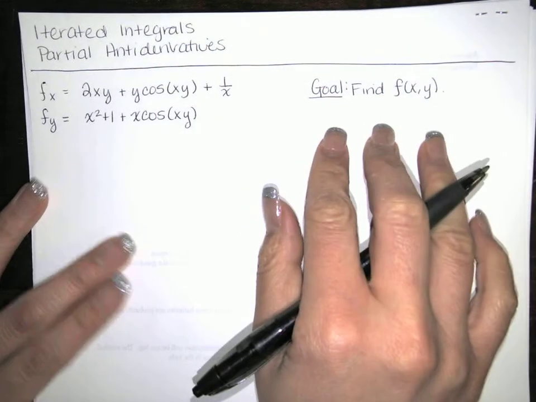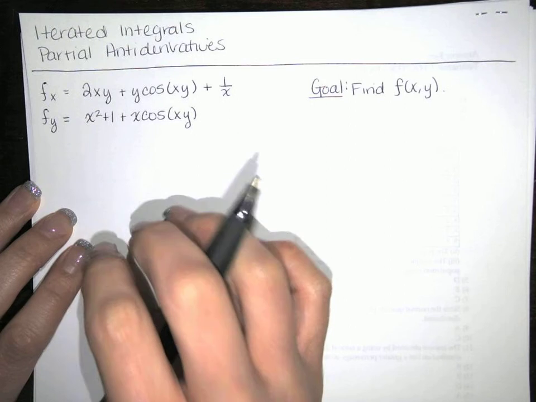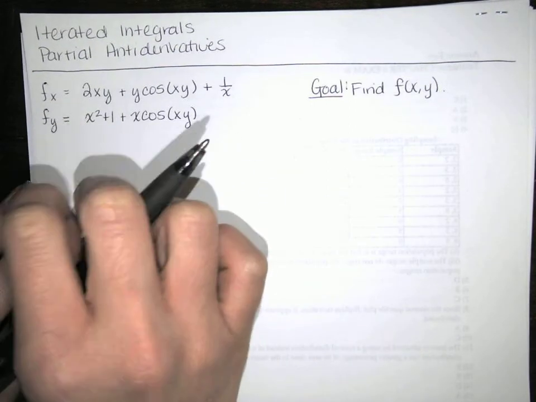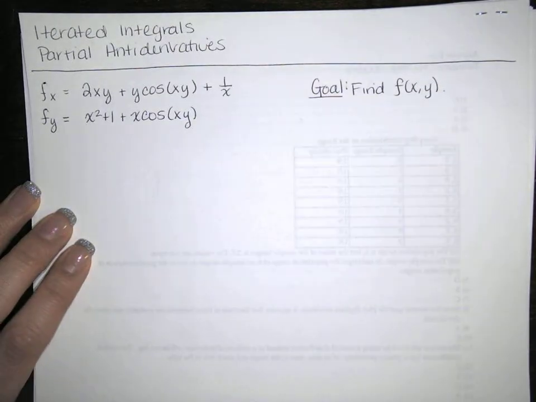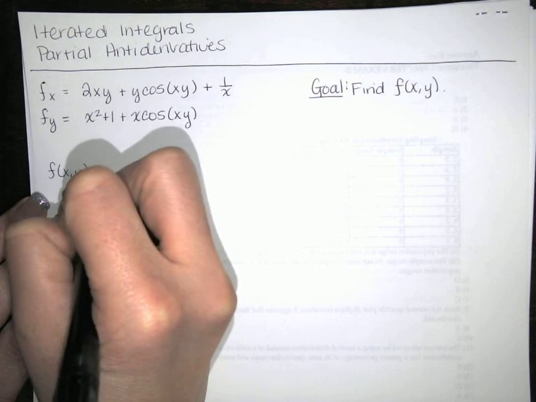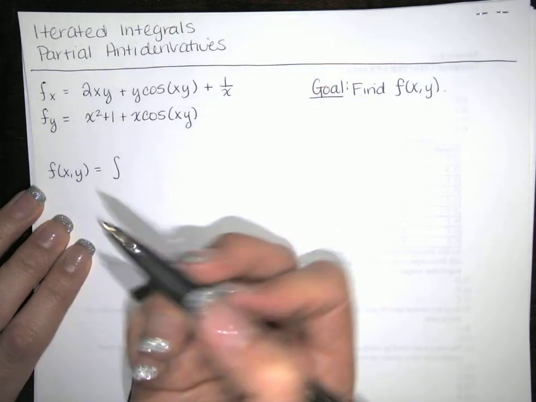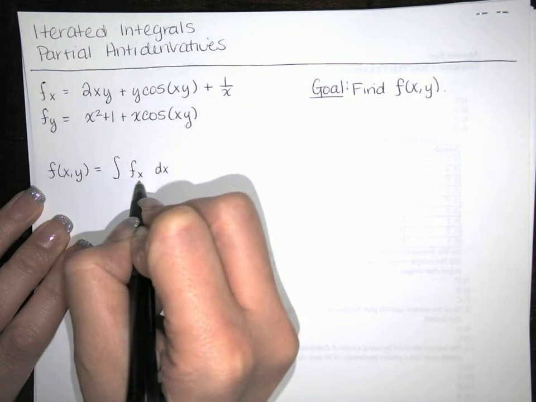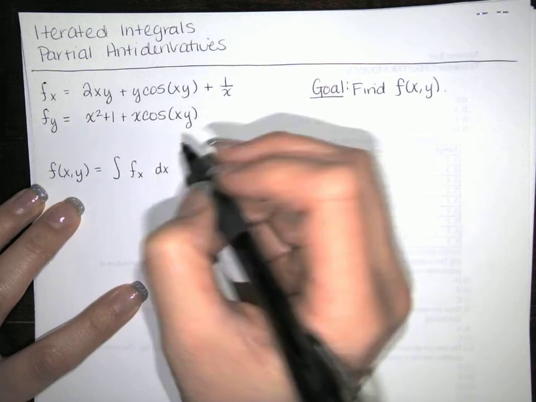Well, if I want to find f, I'm just going to take the antiderivative. But if I take the antiderivative of the partial derivative of f with respect to x, it's not going to give me all of f of x, y. It's only going to recover f partially, and I'll show you what I mean. So if I want f of x, y back, and I've got the partial derivative with respect to x, I take the antiderivative of the partial derivative with respect to x, with respect to x. So I'm undoing that differentiation with respect to x.